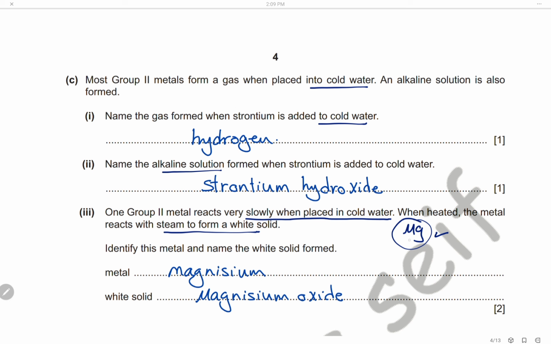So identify this metal. The metal is magnesium, and when magnesium reacts with hot water or with steam, a white solid is formed, which is magnesium oxide. The reason is that the magnesium hydroxide formed is decomposed to form magnesium oxide due to the high temperature of the steam or the hot water. So in this case, we will not have metal hydroxide, we will have only the metal oxide because of the thermal decomposition of the metal hydroxide to metal oxide by heat. So the solid formed will be magnesium oxide.